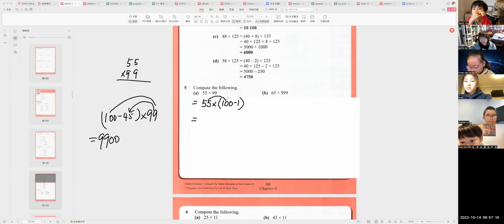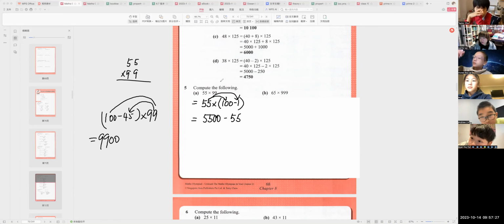Okay, so it's 55 times 100 equals 5,500, right? And minus 55. Get it, everybody? When you do these questions, I strongly suggest you draw out the little arrows, okay, Ava? You must draw out the little arrows. Later when you learn better you won't need them, okay? So 5,445. So the answer is 5,445.